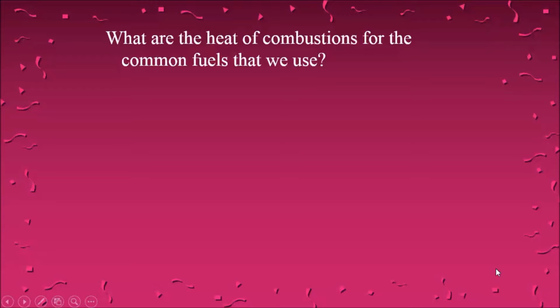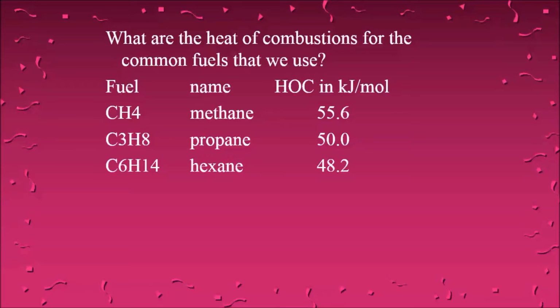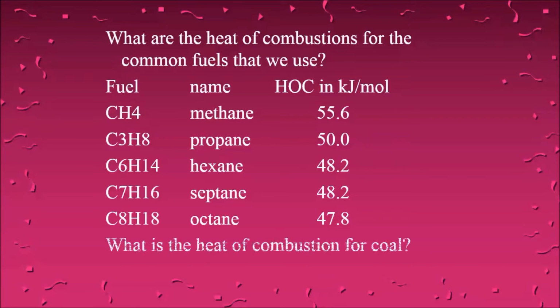So, what are the heats of combustion for the common fuels that we use? Methane, 55.6. Propane. Methane, of course, is heating fuel for our houses. Propane is for grilling. Hexane is gasoline. Heptane is gasoline. Octane is in gasoline.